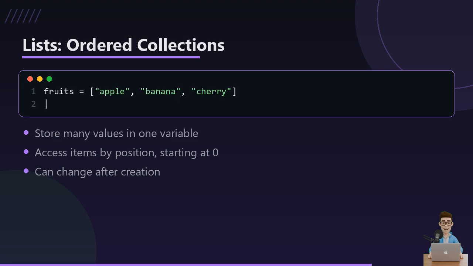Think of a list as a row of lockers, each one numbered starting from 0, not 1. So fruits at position 1 is not apple, it is banana, because counting starts at 0. This trips up almost everyone at first, so do not feel bad if it takes a moment to click. In short, a list is just an ordered row of boxes you can peek into by number.